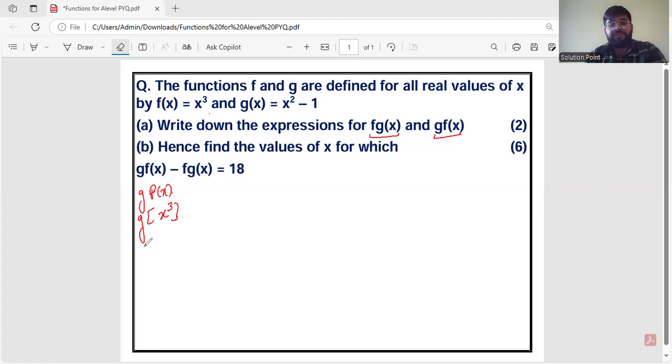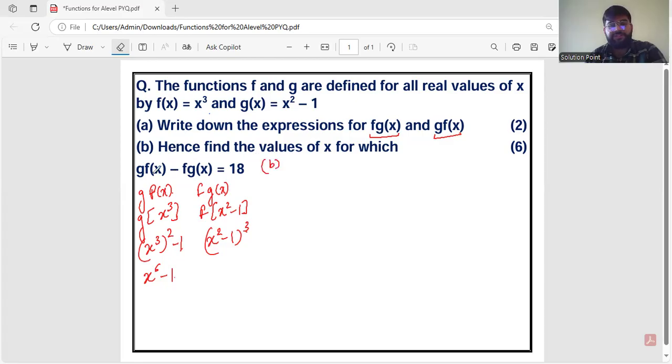So g of x cubed will be x cubed squared minus 1, which will be x to the power 6 minus 1. Now let's work on f of g of x, which means that we need to work out f of x squared minus 1. Since f of x is x cubed, this will become x squared minus 1 cubed. So this is the value of g of f of x, and this is the value of f of g of x.